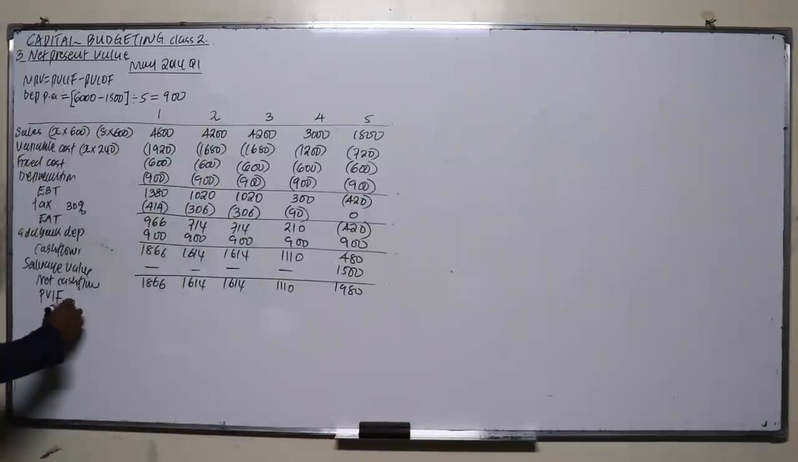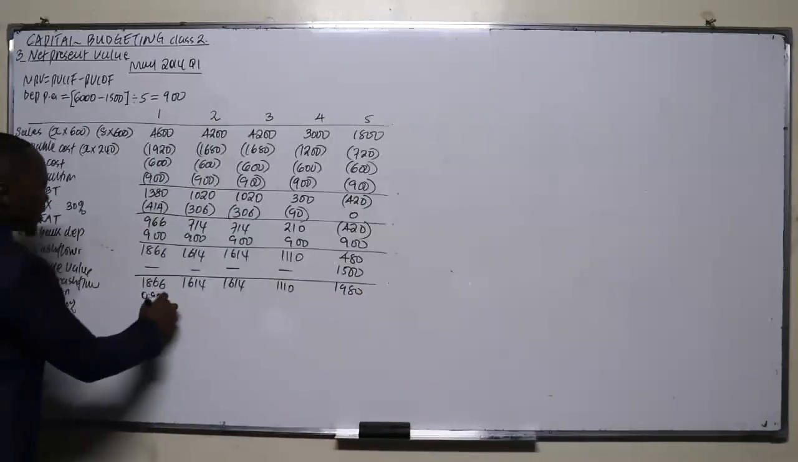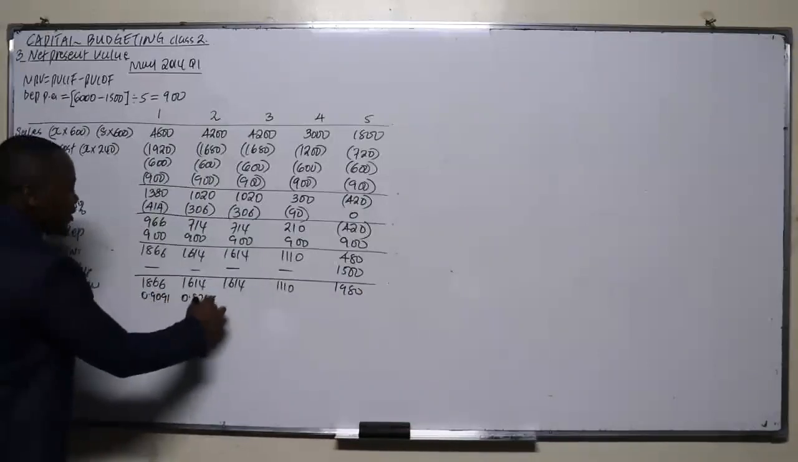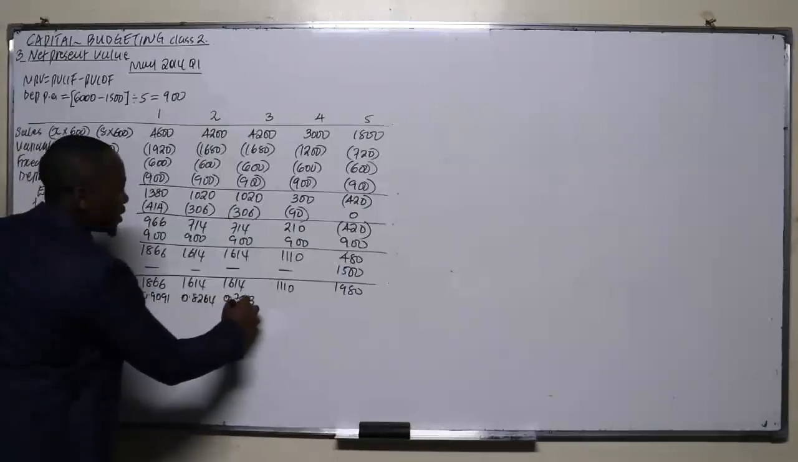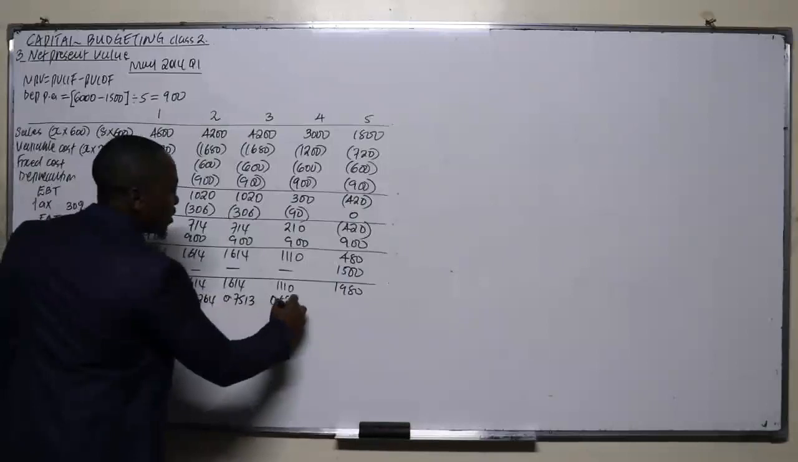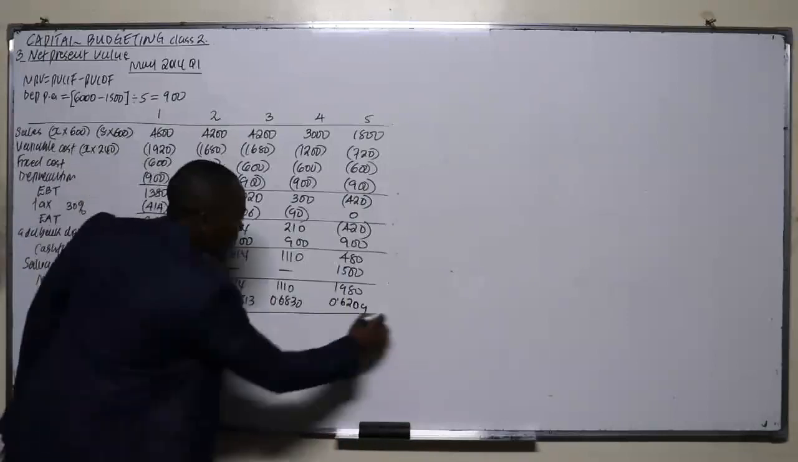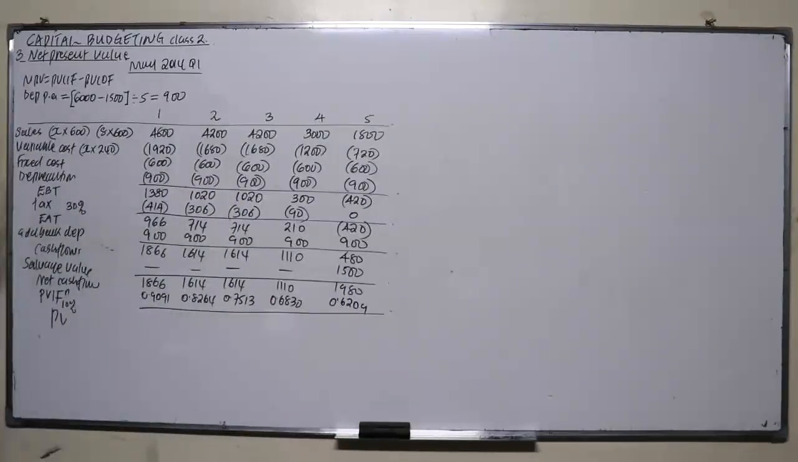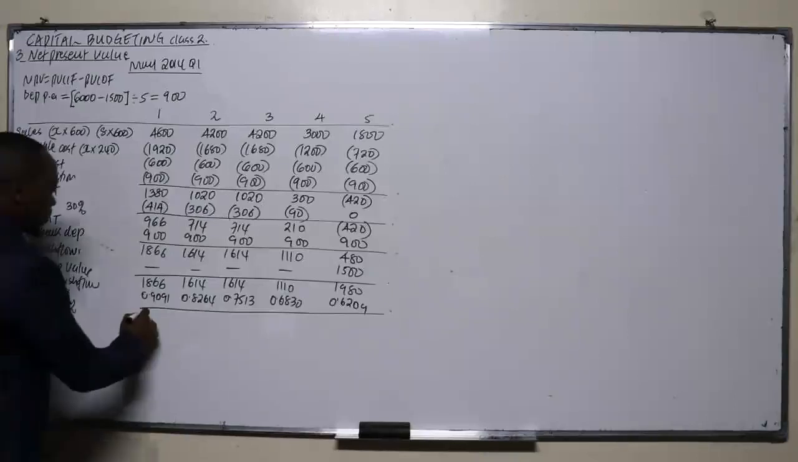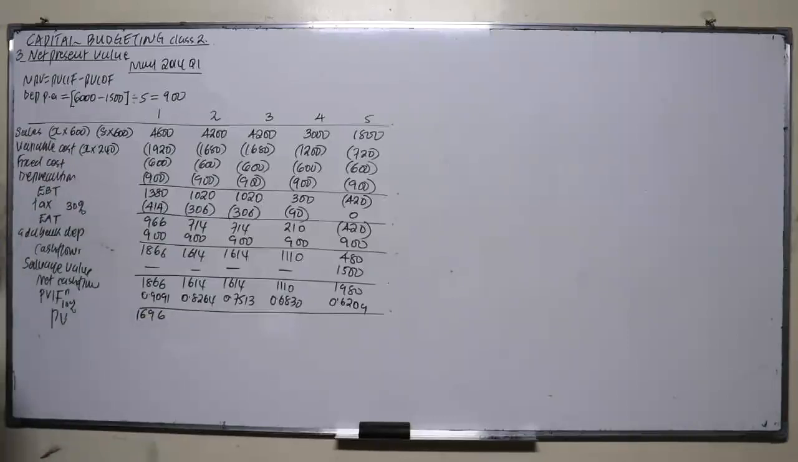So 10%, period N. So we go to the discounting table. The first one you get is 0.9091, 0.8264, 0.7513. You get 0.6830, get 0.6209. Good. And that's how we get now the present value. Now give me the present values. Let's just round off.